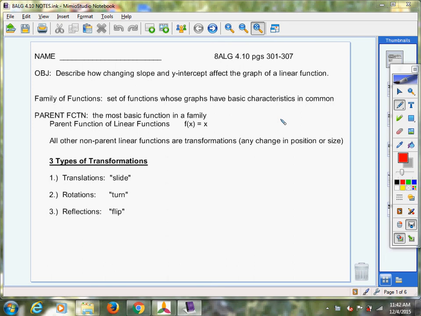Graders, we're going to talk about the very last section in Chapter 4, linear functions. Now we're going to see what happens when you change the slope and the y-intercept. How does that affect the graph of a linear function?